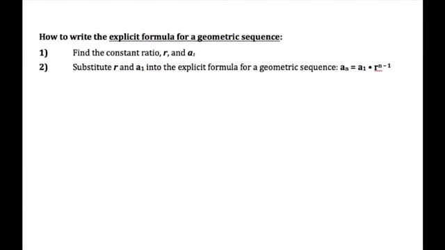If it's geometric, we want to just find the constant ratio R and A sub 1, and then we take R and A sub 1 and we substitute them into this formula right there. Okay, now it looks like a scary formula. We're actually going to talk about, though, where that formula came from. So where did the explicit formula come from? How did it show up?